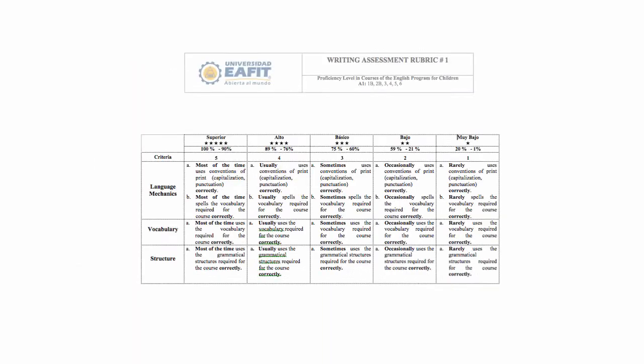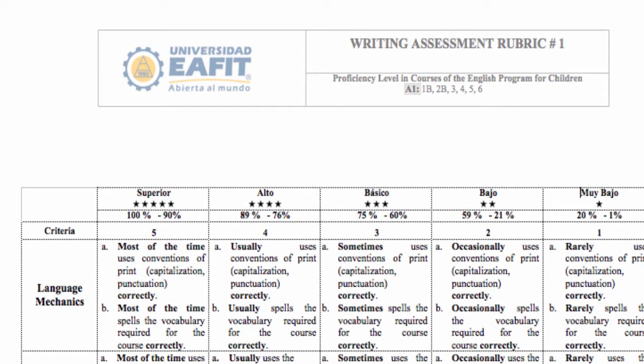Rubric 1. Rubric for children at the A1 Common European Framework level. Courses included are 1B and 2B, and courses 3 to 6 in the Children Program. That is, this rubric is intended for children who are at the pre-reading and pre-writing stage in the foreign language.